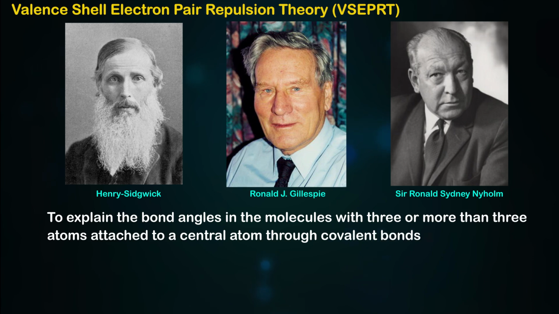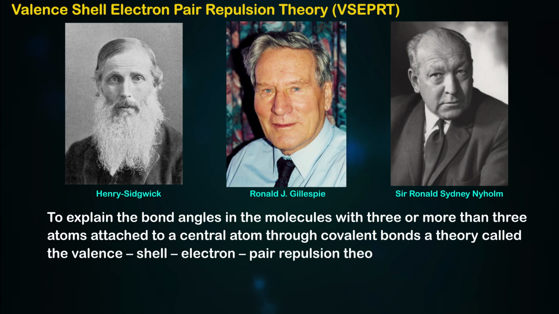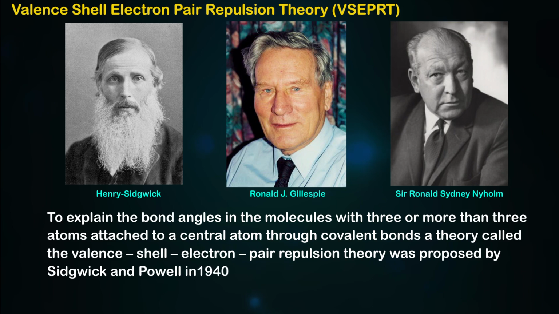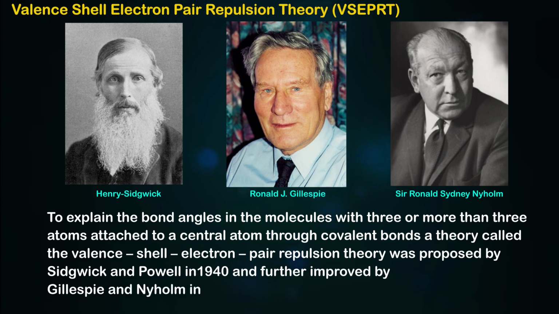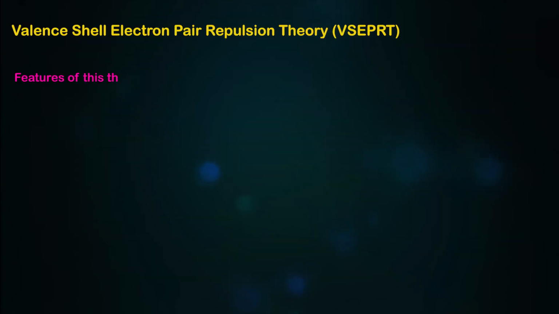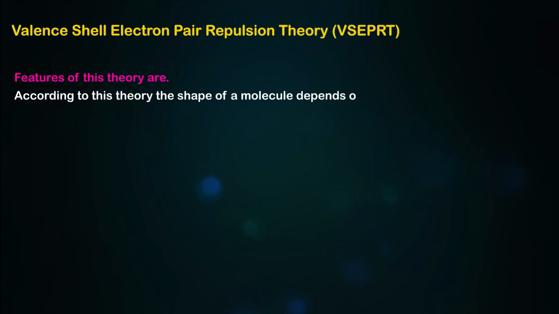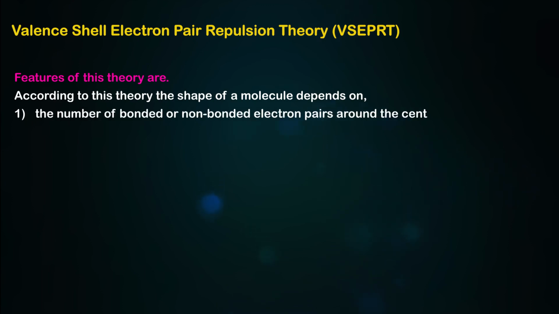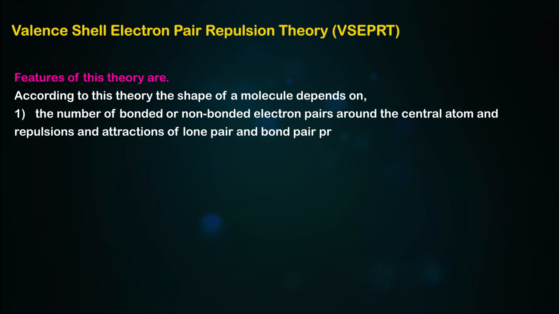through covalent bonds, a theory called the valence shell electron pair repulsion theory was proposed by Sidgwick and Powell in 1940 and further improved by Gillespie and Nyholm in 1957. Features of this theory are: according to the theory, the shape of a molecule depends on the number of bonded or non-bonded electron pairs around the central atom, and repulsions and attractions of lone pair and bond pair present in the valence shell around the central atom.